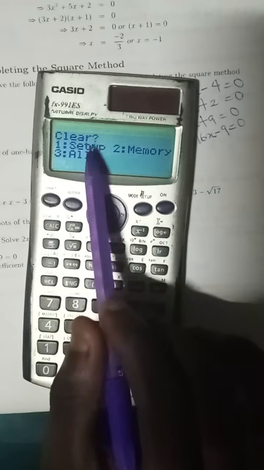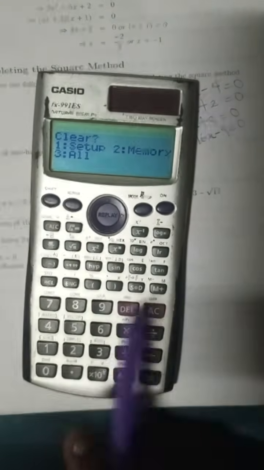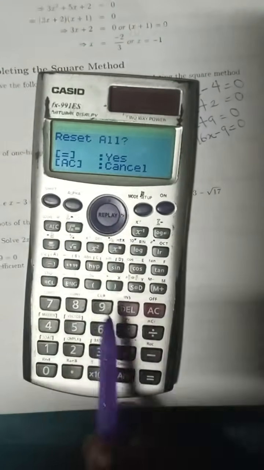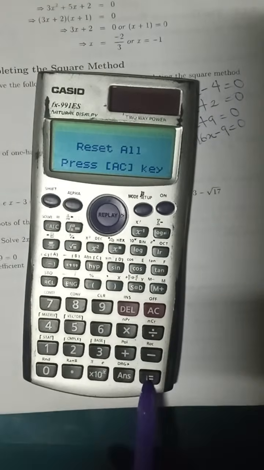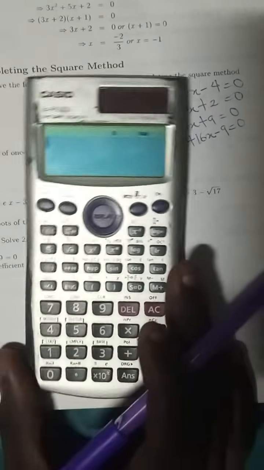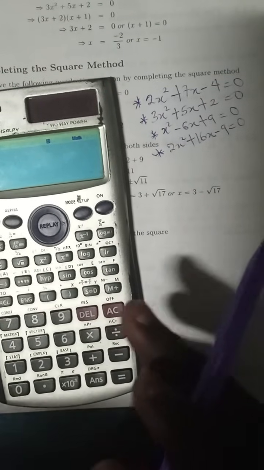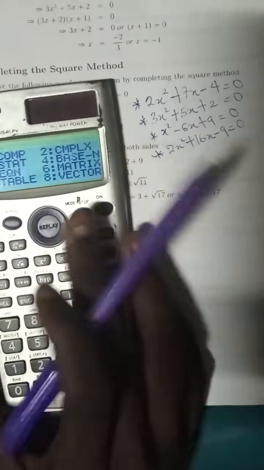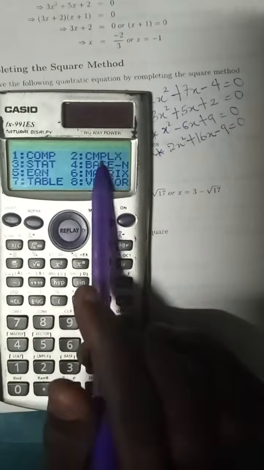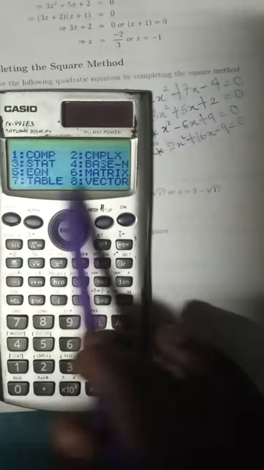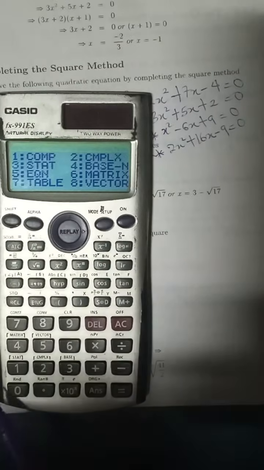So you can see setup memory all. So you click on number 3, which is for reset all. Yes. So you click on equals and you click on equals again. So you have been able to reset your calculator successfully. All right. Then after that, we can now set our calculator to quadratic equation. So just click on mode. You can see your mode. You have COMP, then complex, then statistics, then base, number base, then equation, matrix, table, vector. So for now, we are dealing with equation, which is number 5, EQN.